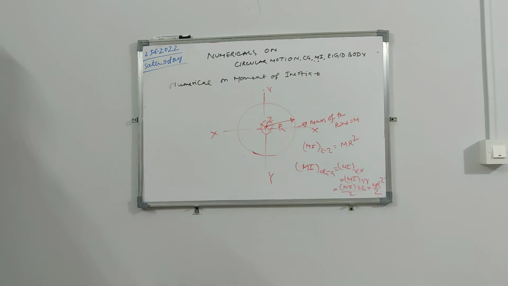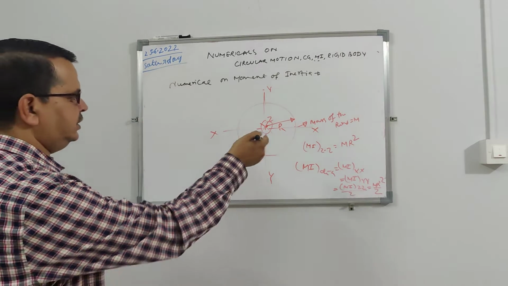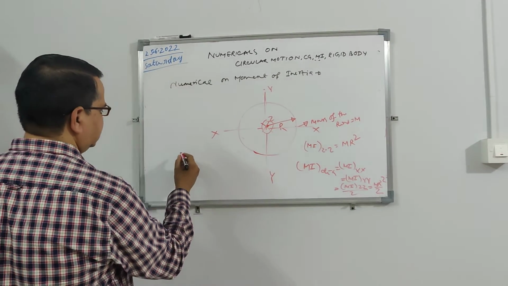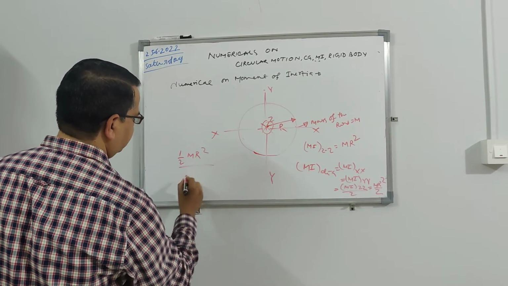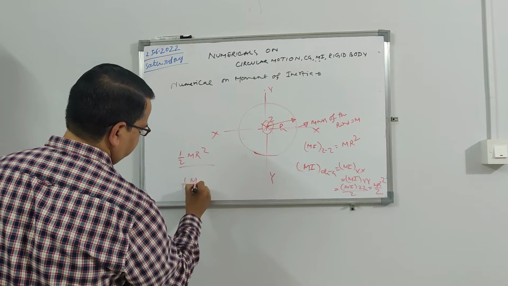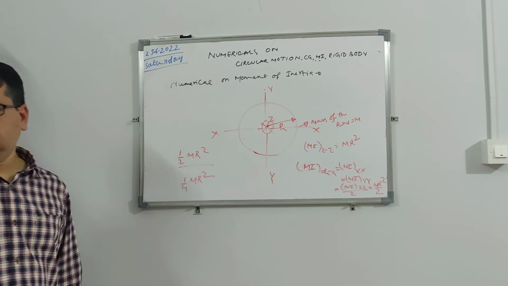In this case, both of them are the same. I_xx and I_yy are both the same. This is a ring. In case of a disk, it will be half mr square about the axis, and about the diameter, it will be 1 by 4 mr square.